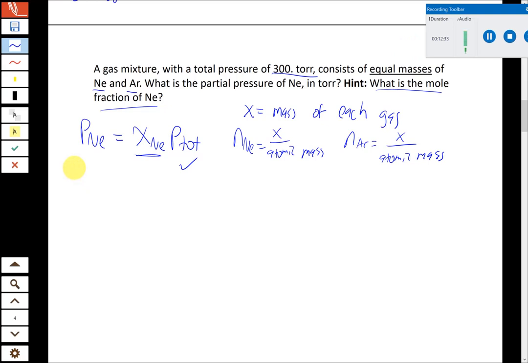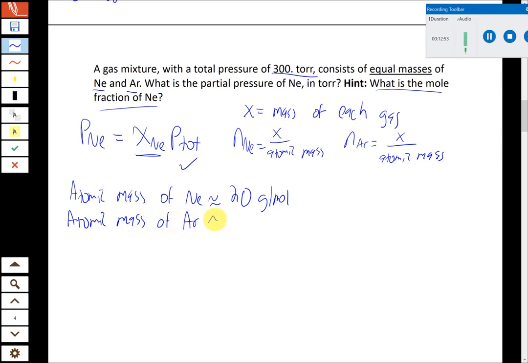So let's just assume a certain mass of each gas, and we'll do things a little bit approximately here. I think this was also a multiple choice question, but essentially, if we look at the atomic mass of each gas, the atomic mass of neon is around 20 grams per mole, and the atomic mass of argon, which is the other gas in the mixture, these aren't exact numbers, but they're going to be close enough for this type of problem, especially if it's multiple choice, is about 40 grams per mole.